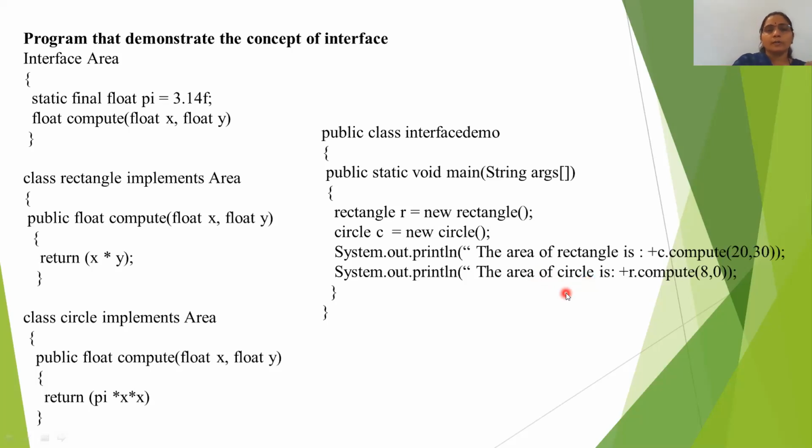Okay. So now the concept of interface is clear. First you define the interface, then you create the classes that implement the interface, and after that you write the main class for the main method. Okay, clear?